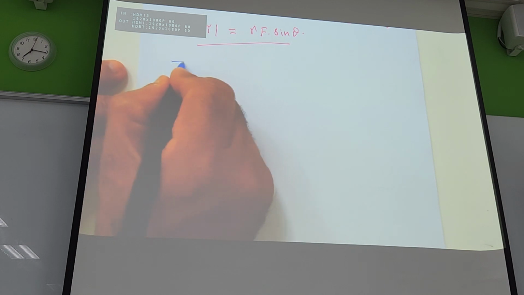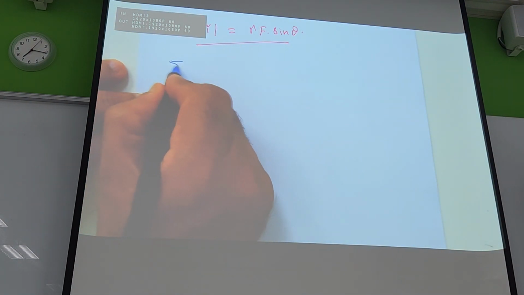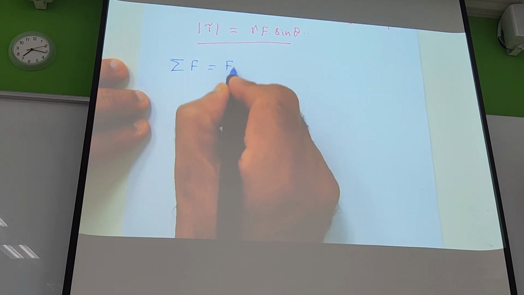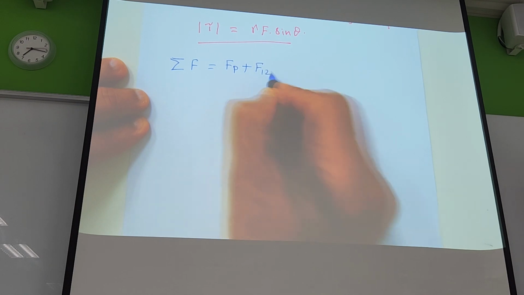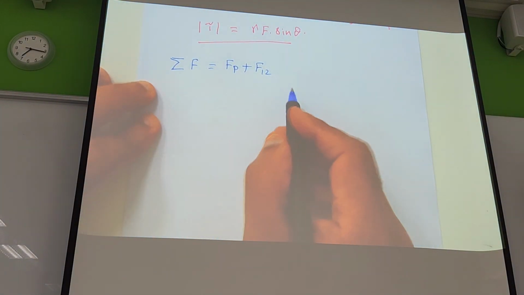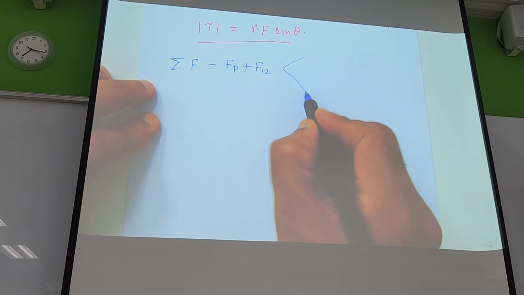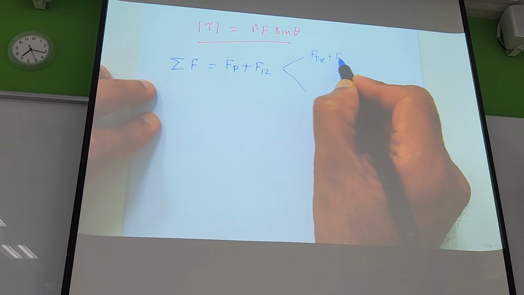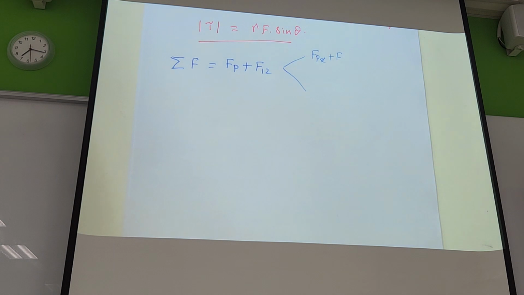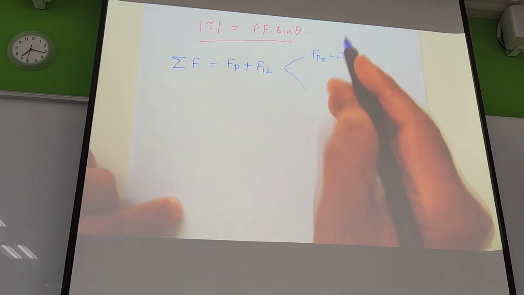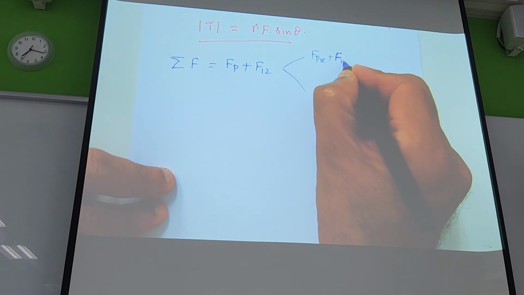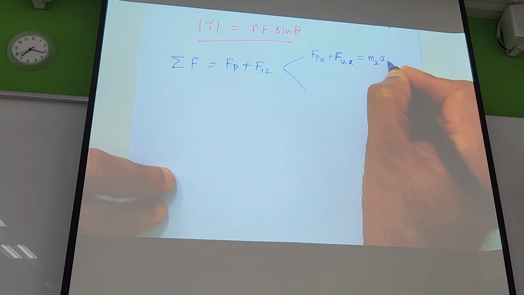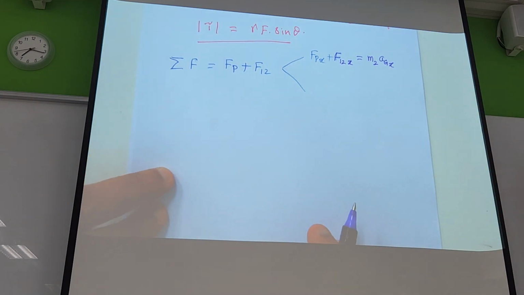Okay, so let me rewrite here. The sum of forces acting on the system is equal to Fp plus F12. We write this in scalar notation, like two equations. So we write Fp x component plus F12 x component equals mass 2 into acceleration of G x component.